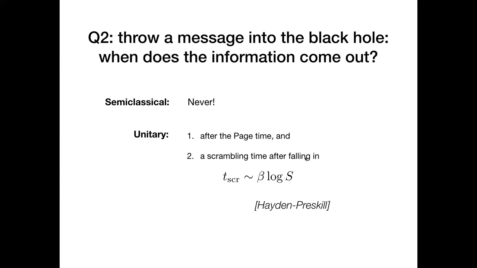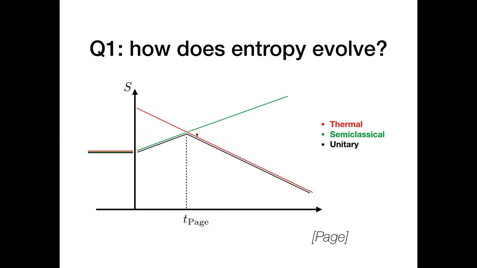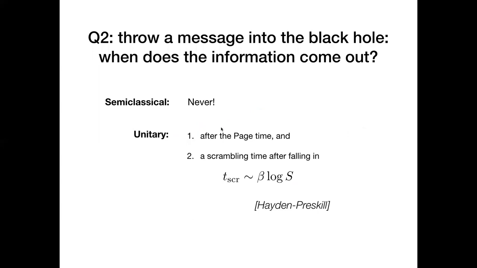So first of all, we have to wait until after the Page time. So this is after this time at which the entropy of the black hole is nearly maximal. But as long as we're after the Page time, the information bounces out after this logarithmic time. And this is a really quite short time. So it's very tiny compared to the whole lifetime of the black hole.